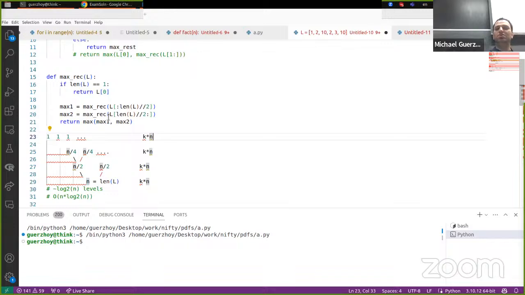So when I put the variable k, is that the number of...? No, k is just a constant, right? So I need to say I'm doing work that's proportional to n. I need some way of writing it.